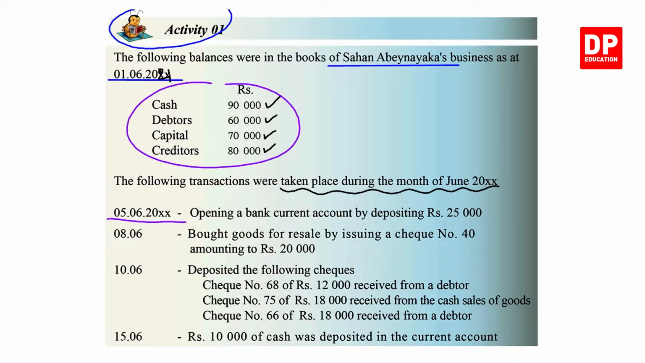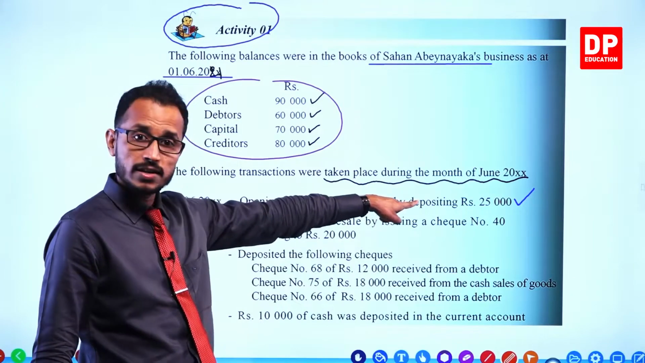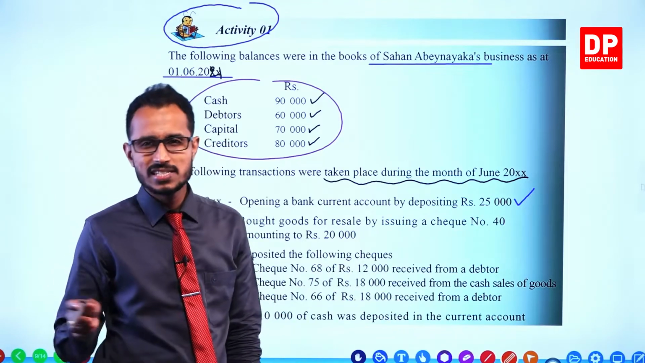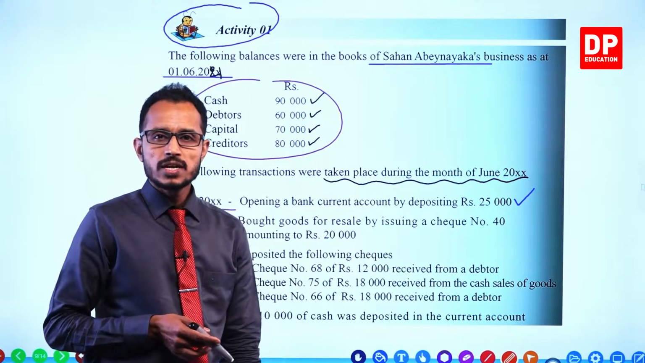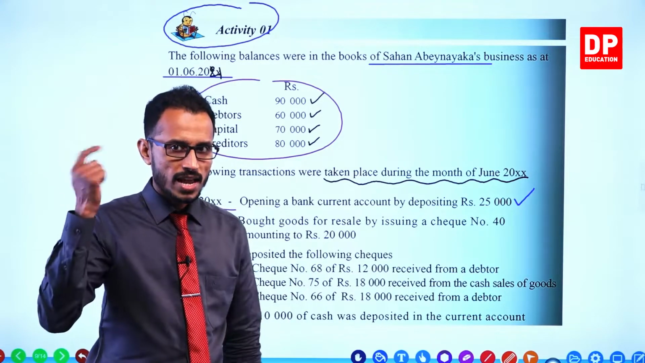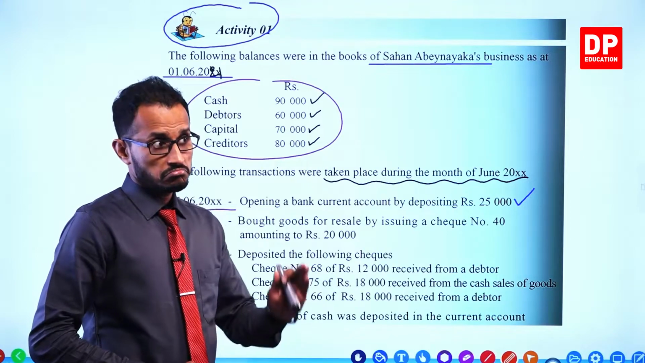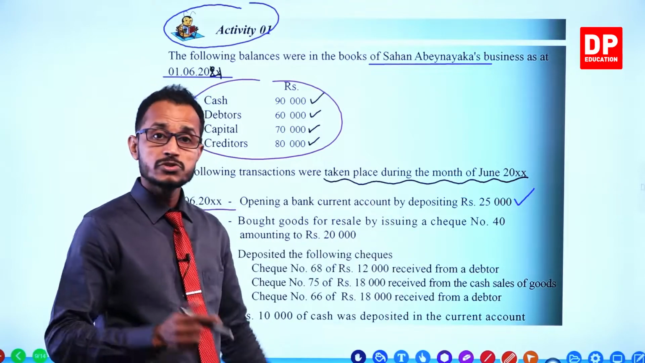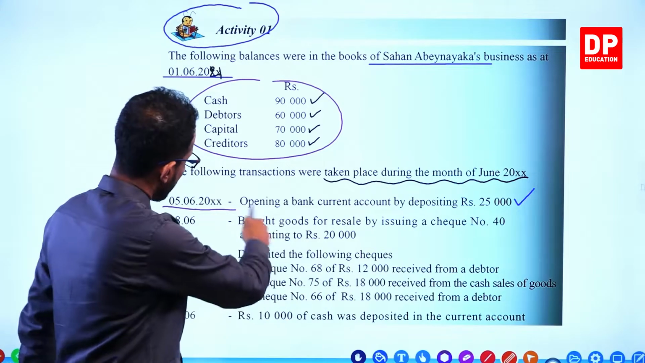First transaction. Opening a bank current account by depositing 25,000. Now only we are opening the current account here. But we ruled a bank account just in case, because we noticed this transaction. So likewise, you should be mindful when you are doing a question. You should notice what things you need, because first of all you should go through the question. Go through the question first.